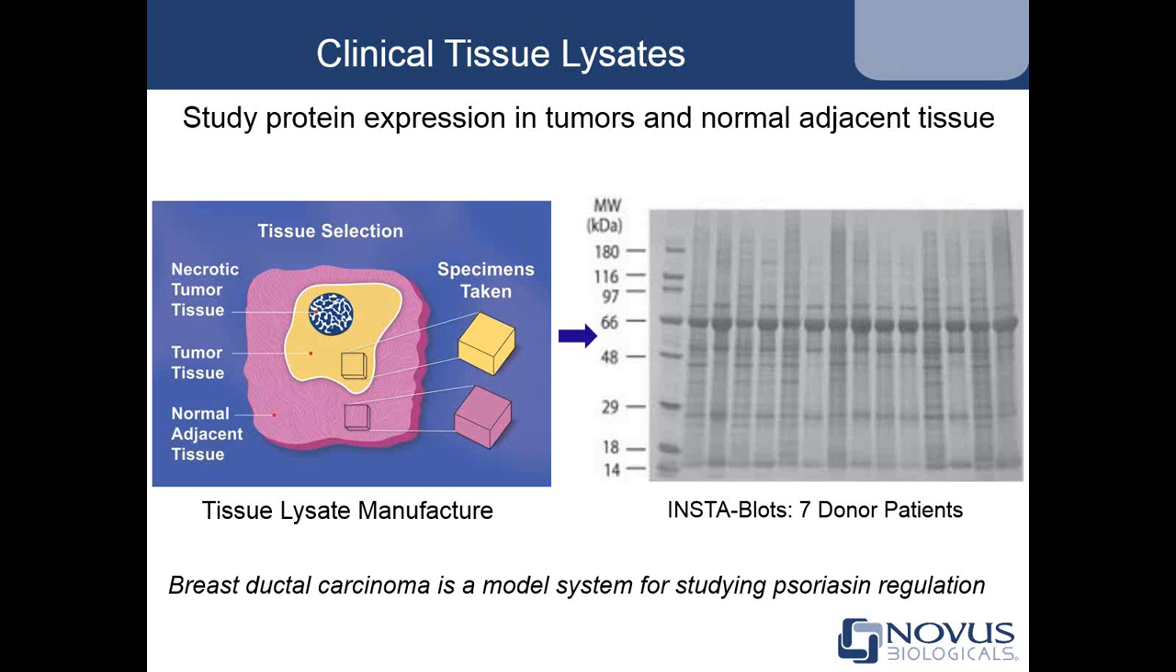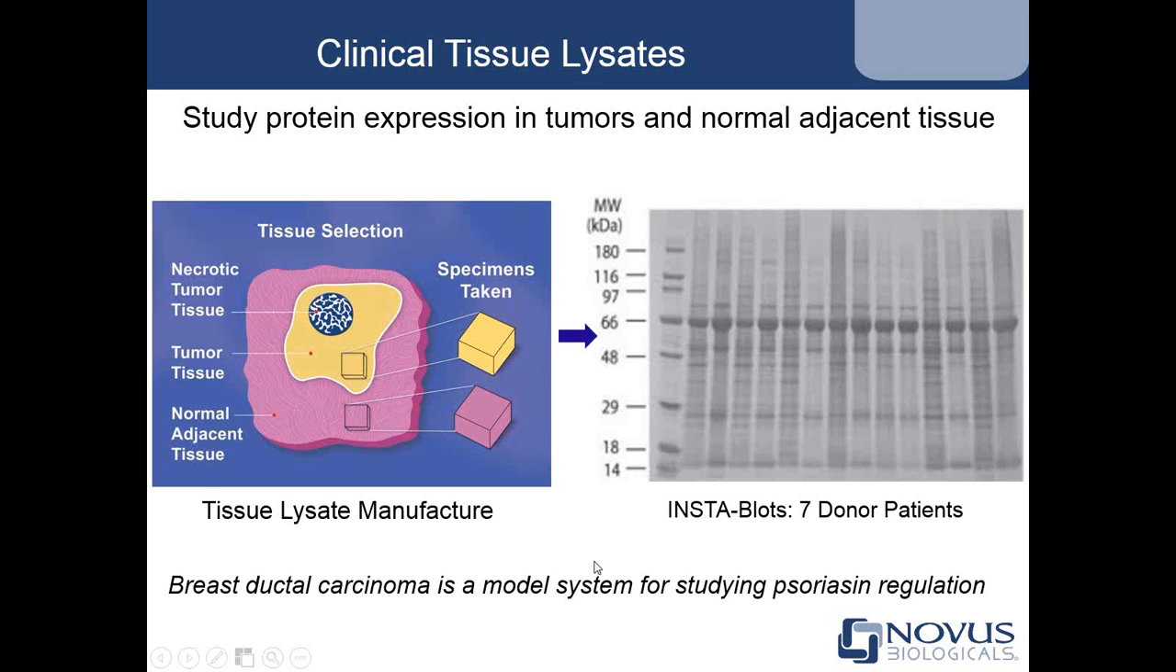So we have tools called clinical tissue lysates, and these are from actual patient donors, whereby in the course of their treatment, specimens are taken which include the tumor as well as the normal adjacent tissue, which is defined as tissue outside of the margins of the tumor by a pathologist. Now, the normal adjacent tissue as well as the tumor is processed and manufactured into lysates, being careful to avoid the necrotic area that is common in many tumors.